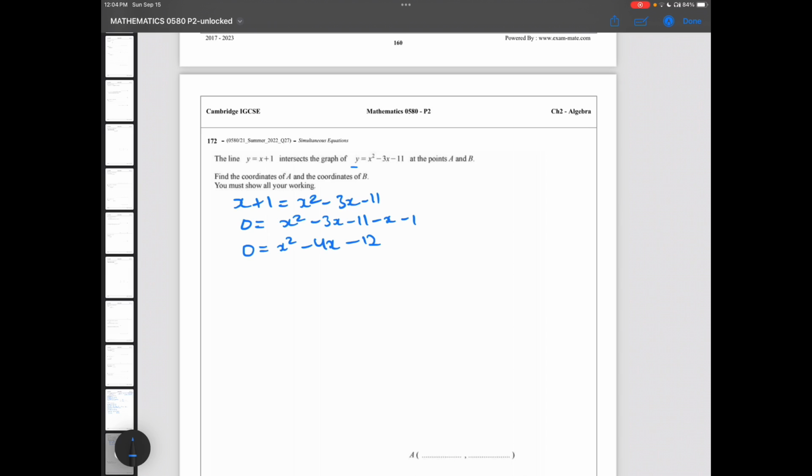In middle term breaking, we multiply the coefficient of x squared, that is 1, with 12. We get 12. Now we have to break the middle term, that's minus 4x, in such a way that by adding or subtracting the terms we get minus 4, and by multiplying them we get 12. So that's 6 multiplied by 2. 0 is equal to x squared minus 6x plus 2x. In this way, if I add these two, I will get minus 4x. If I multiply these two, I will get minus 12.